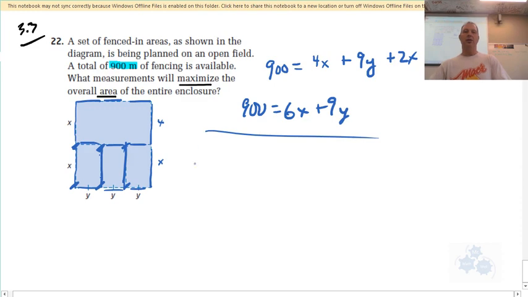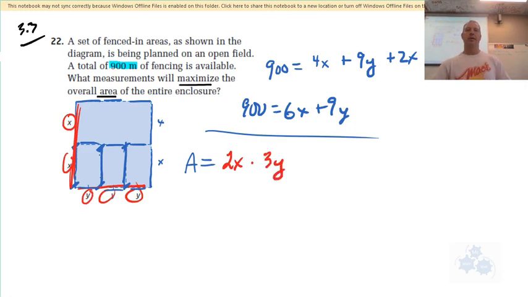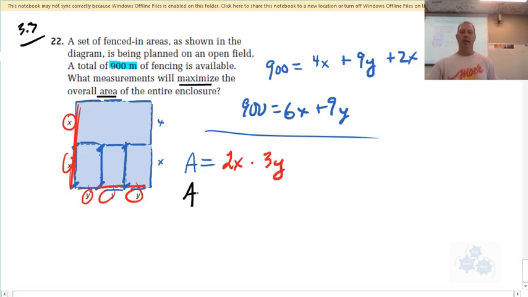So that's one equation. The second equation is the quantity that we're trying to maximize or minimize. And that's going to be the area. The area is given by the length times the width. So that's going to be 2x times 3y. That's what the area is, or A equals 6xy.